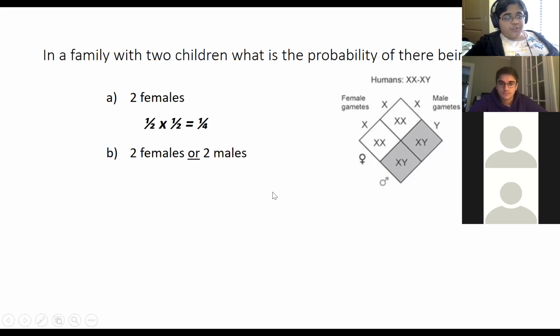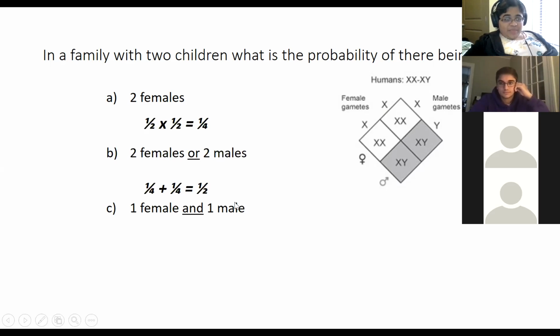What about two females or two males? So we know that two females equal 1/4, right? So it would be half? Is it 1/2? Yes. So you would end up adding them together, right?